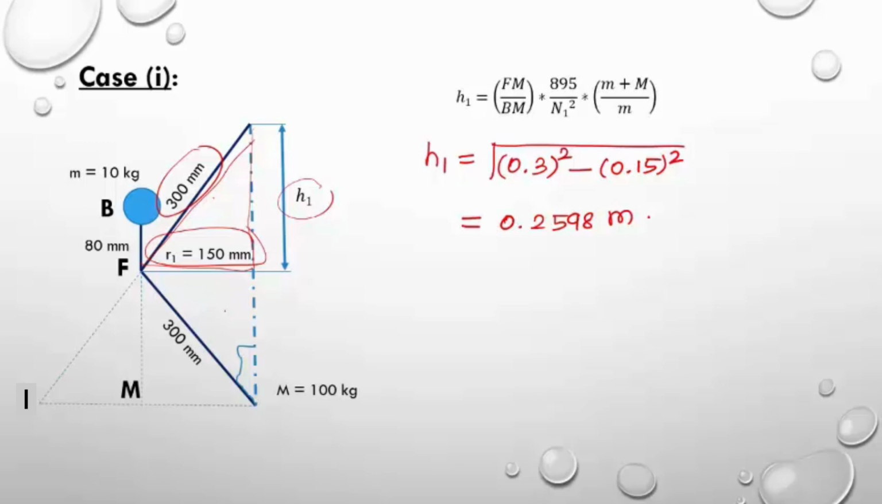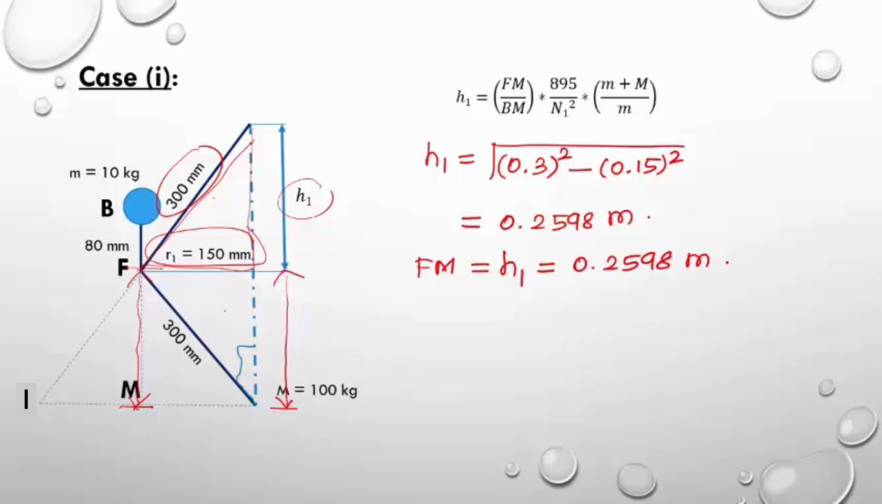In the given case, both the upper and lower right angle triangles are equivalent triangles because all the sides are equal for both the cases. So the height of the upper triangle will be equal to the height of the lower triangle for the given case. So the height of the lower triangle is the distance Fm. So in the given case, Fm is equal to H1, which is 0.2598 meter.